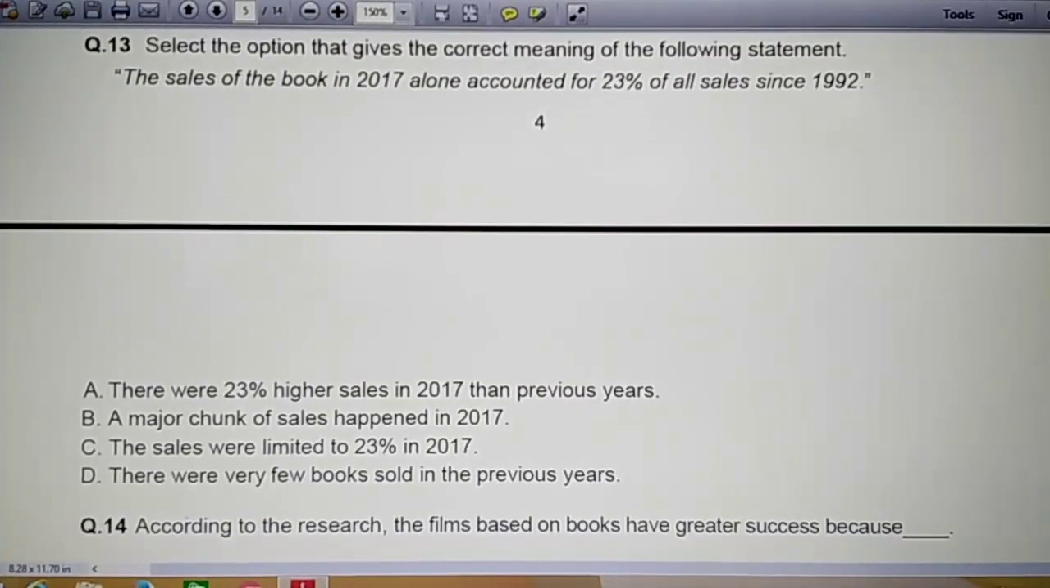Question number 13. Select the option that gives the correct meaning of the following statement. The sales of the book in 2017 alone accounted for 23% of all sales since 1992. The right option for that will be: a major chunk of sales took place in the year 2017.